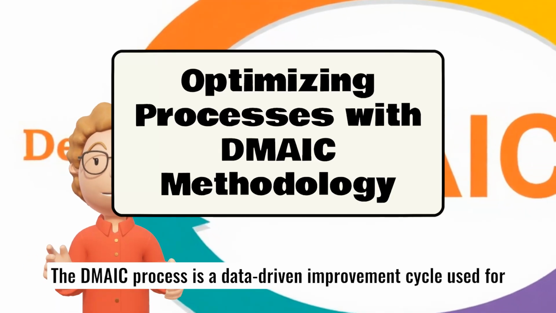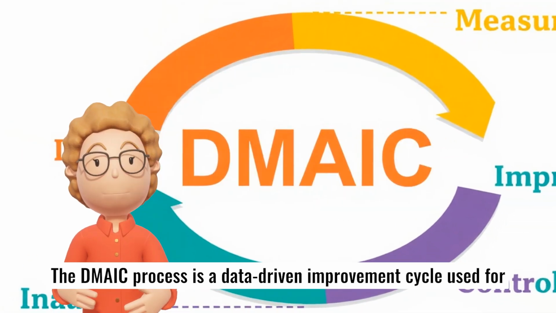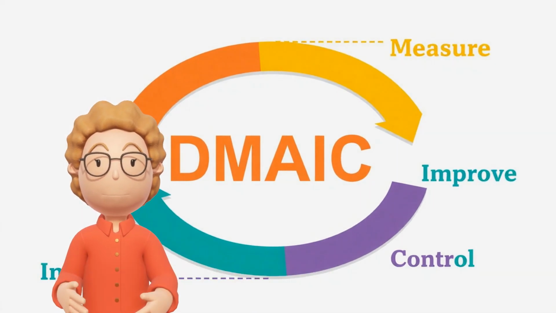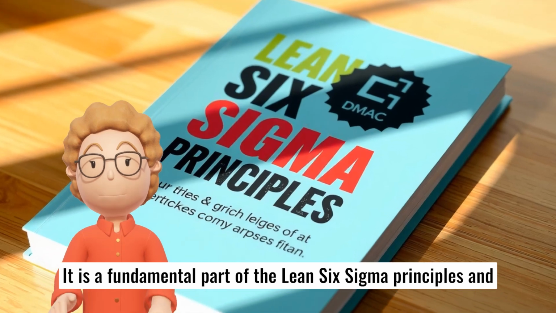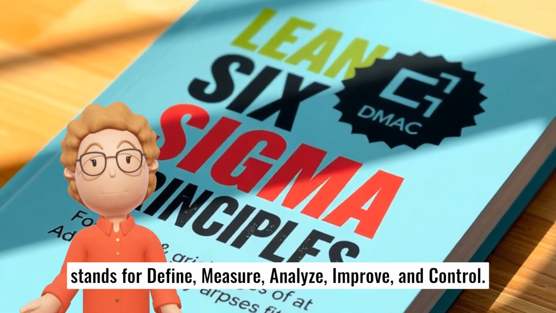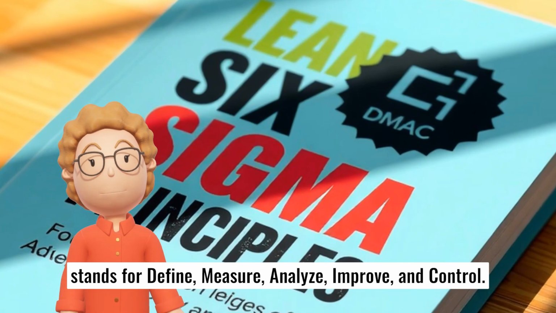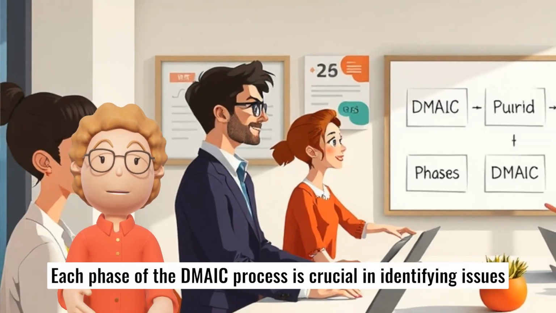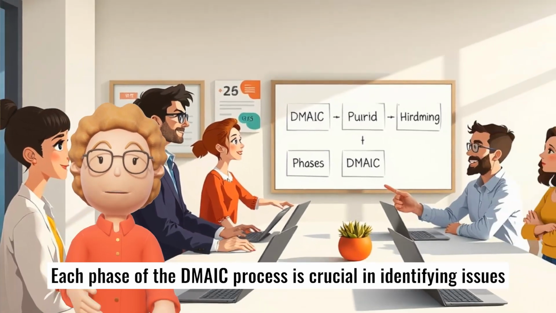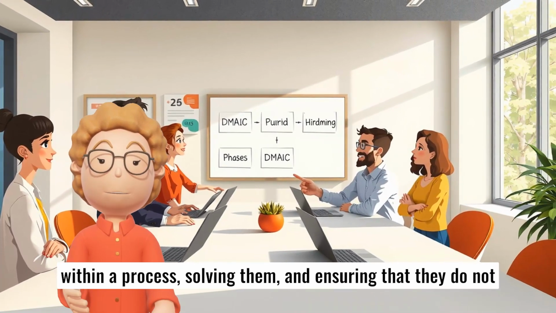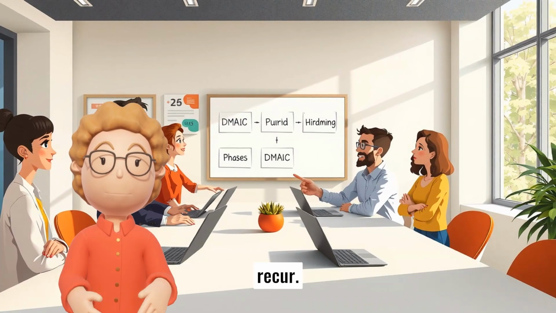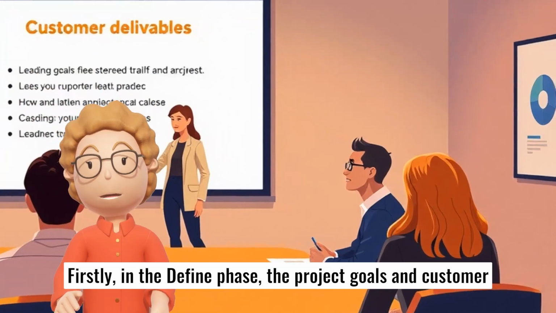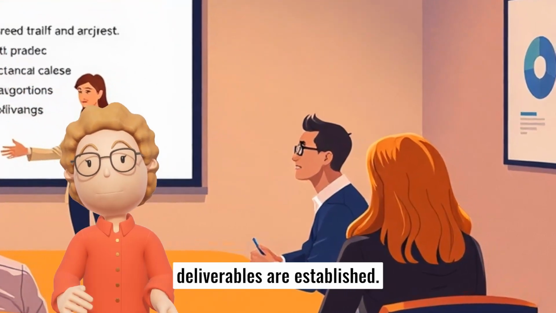The DMAIC process is a data-driven improvement cycle used for optimizing and stabilizing business processes and designs. It is a fundamental part of the Lean Six Sigma principles and stands for define, measure, analyze, improve, and control. Each phase of the DMAIC process is crucial in identifying issues within a process, solving them, and ensuring that they do not recur.